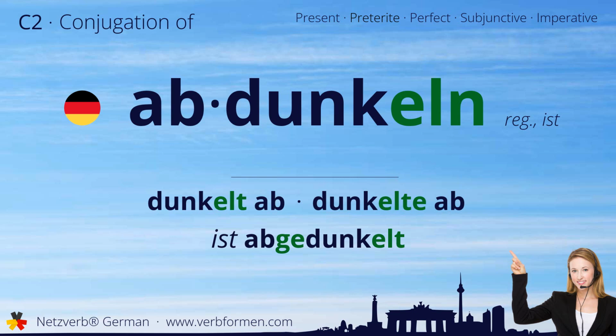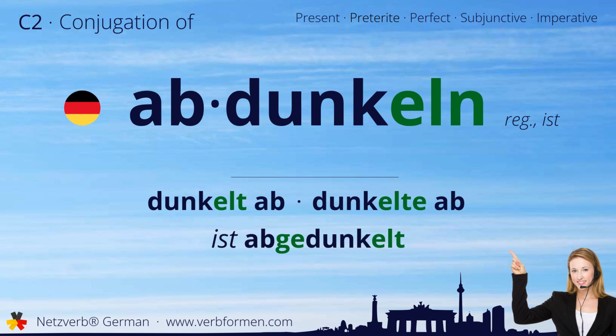Today we're going to learn how to conjugate the German verb abdunkeln. Watch and listen to the forms carefully. Let's start with the stem forms. Dunkelt ab, dunkelte ab, ist abgedunkelt.